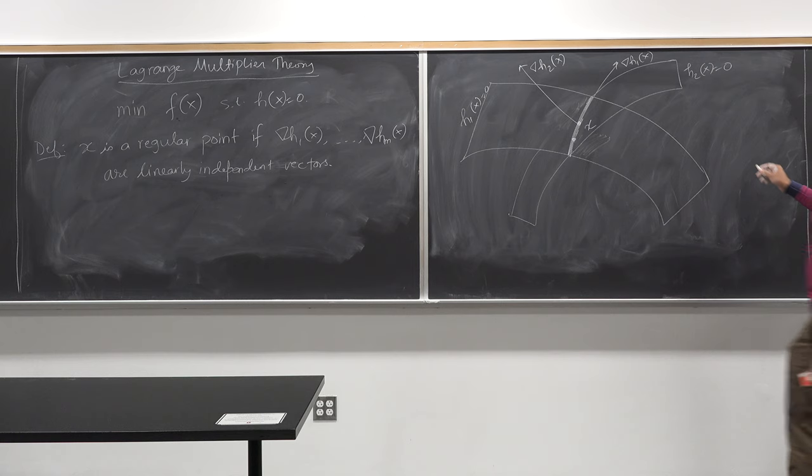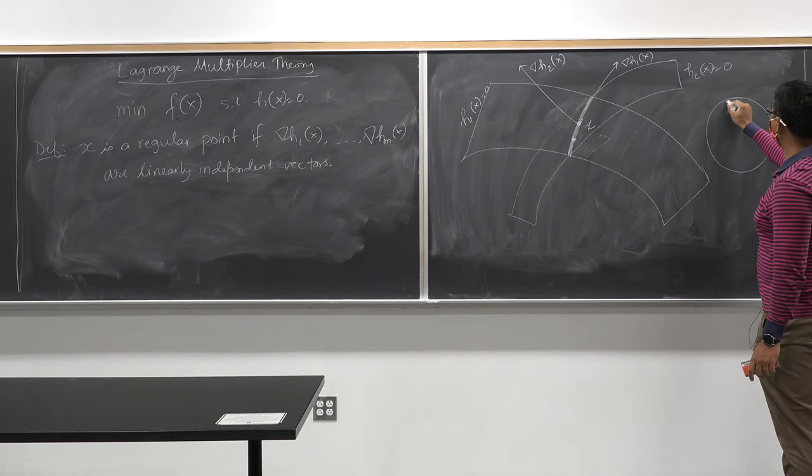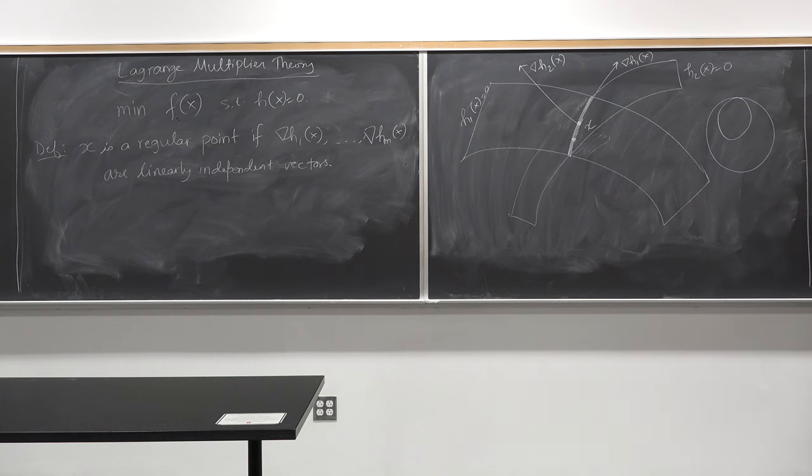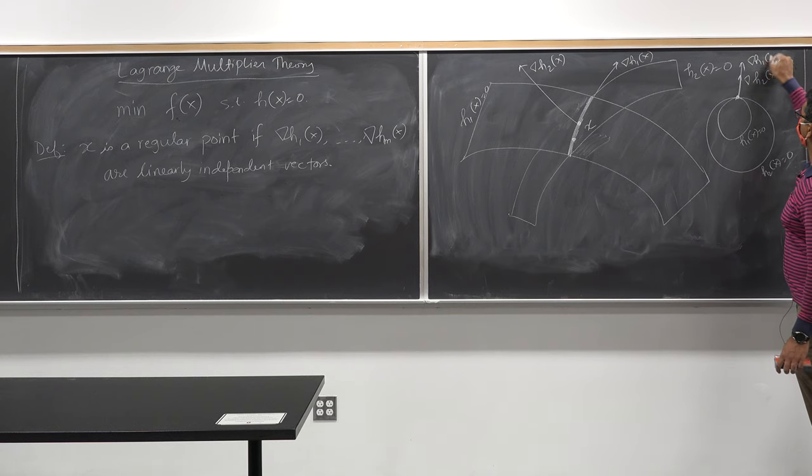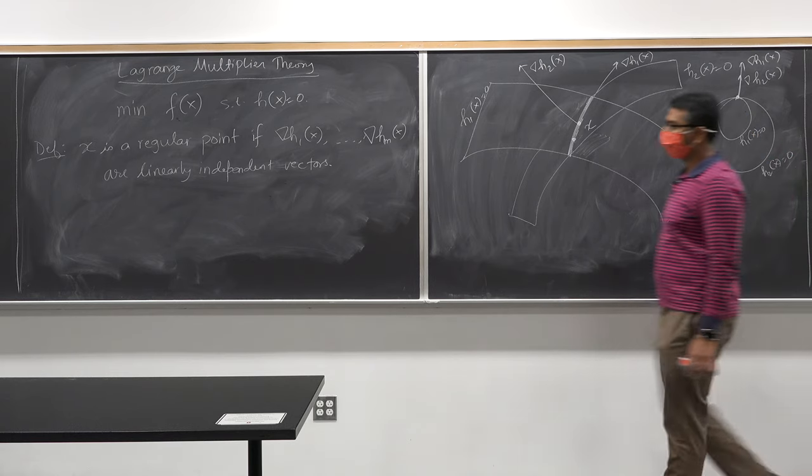Okay, let's consider a situation where they are not linearly independent. So I have two circles. This is my h1 of x equal to 0. This is my h2 of x equal to 0. They intersect at exactly one point. There is only one point where both of them are 0, and that's this point. And what is the normal to the surface? So normal to h1 of x and normal to h2 of x, both of them are pointing in the same direction. Are they linearly independent? No, they are not. So this point is not a regular point.